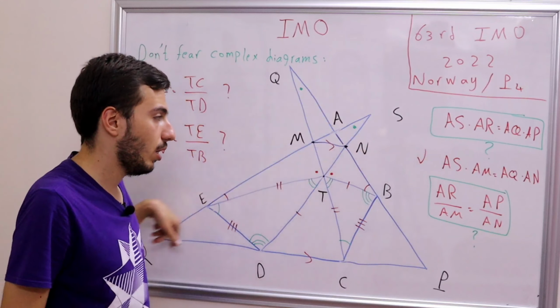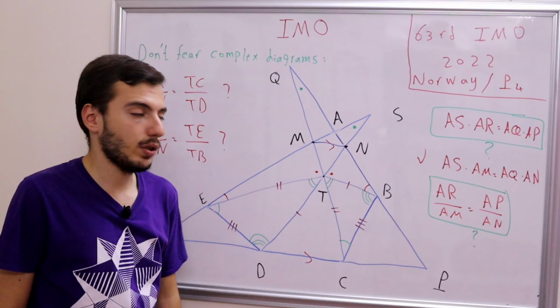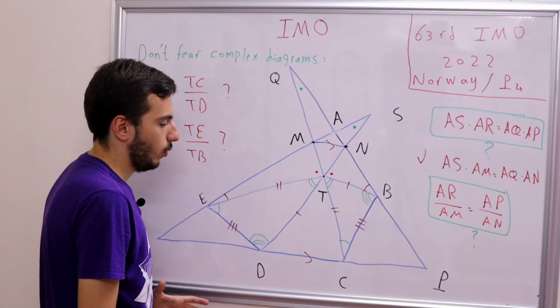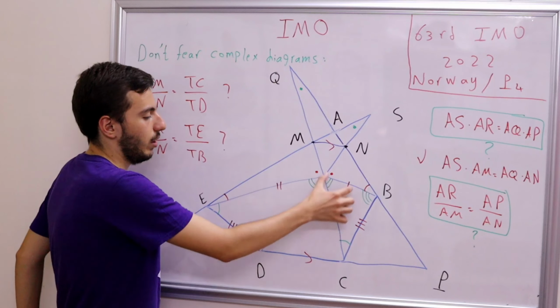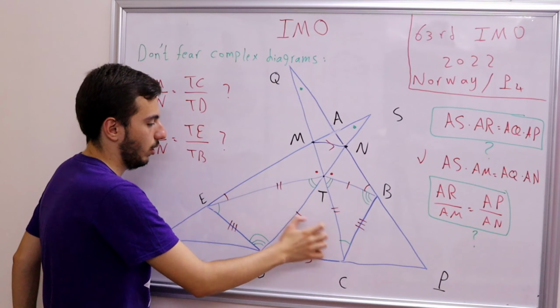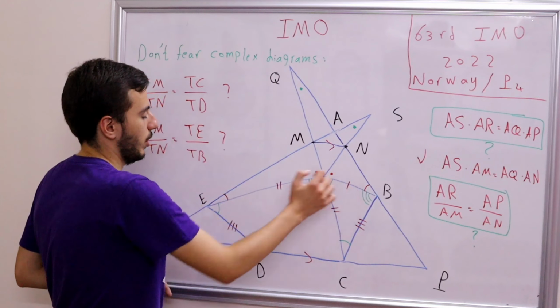So AS times AR equals AQ times AP. This is a good choice. Alright, then we took a look at our diagram here. So clearly these two are congruent triangles. This angle is the same as this one, this one, this one, this one, and this one. All of them are equal, and guess what? We know that this one is the same as this one.